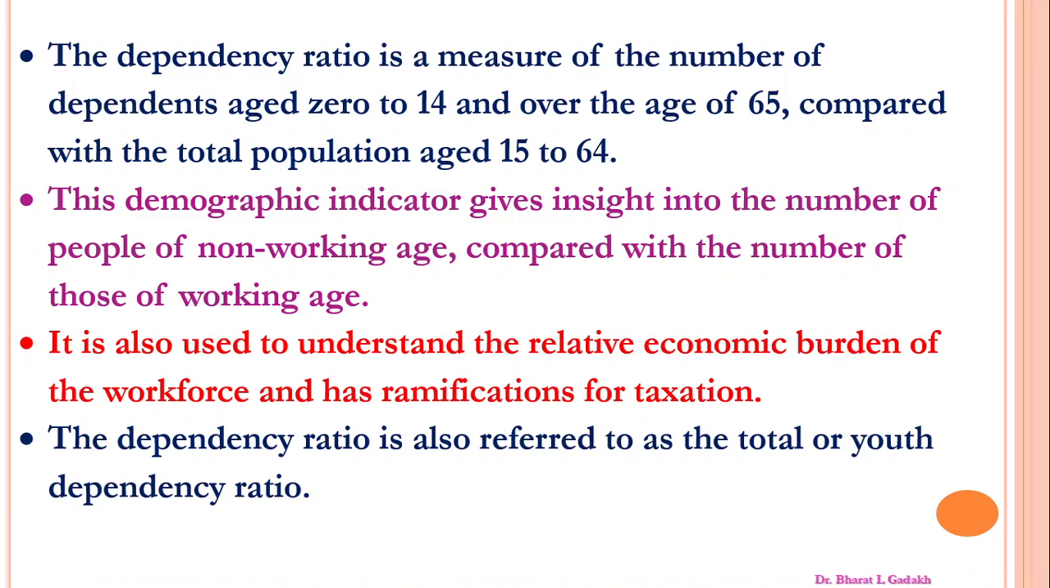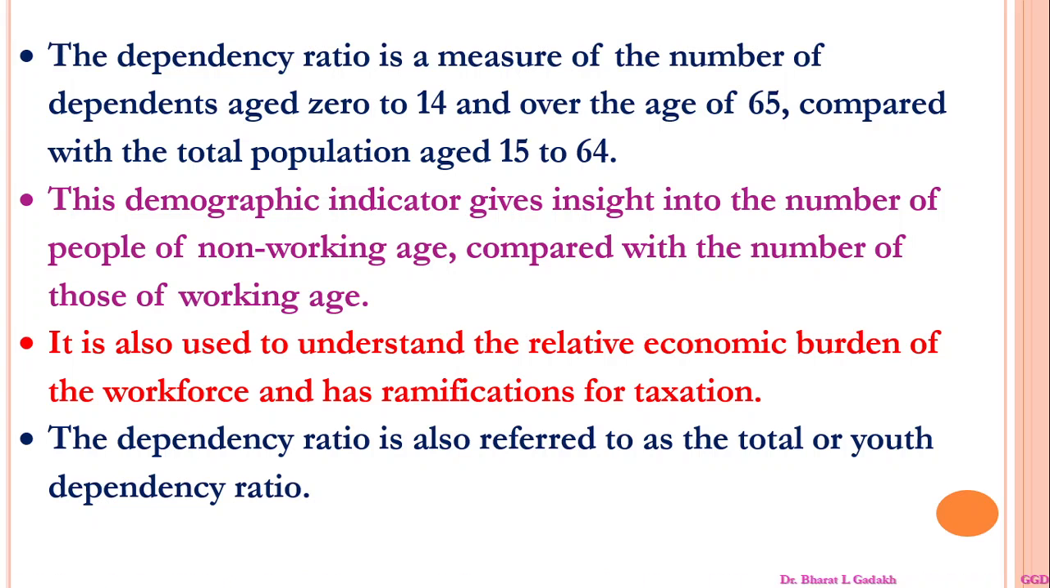This is a simple formula using the different age groups. Another measure of population dependency may indicate the number of dependents per 100 workers, computed on the basis of three broad age group categories: the first is 5 to 15, 15 to 59, and 60 or above.